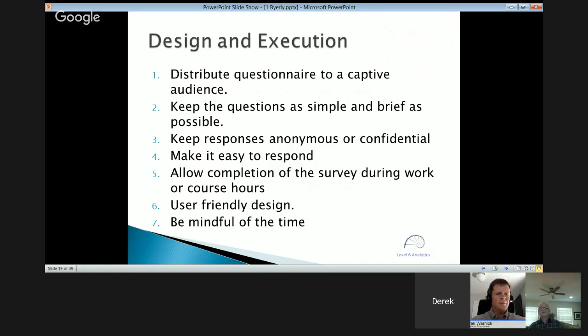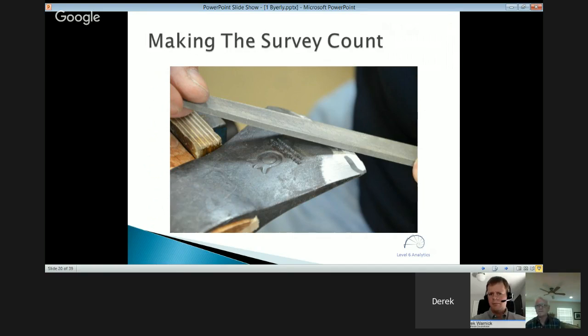Allow completion of the survey during work or course hours instead of requiring the participant to use private time. Give a nice user-friendly design. Make it well categorized. Make it bright. Be mindful of the time it takes with physicians or other HCPs to do this.